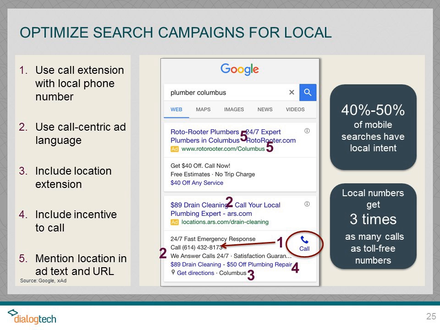Include incentives to call, number 4. So you can see some examples from both. The first one has 40% off your service. The second one has $50 off plumbing repair. So give incentive for people to call, to drive that call conversion. And of course, mention the location in your ad text and your URL. You can see some examples from the top of how they have Columbus within their ad text and their URL. It's a great way to show that this is someone who is within their area, specific to them.